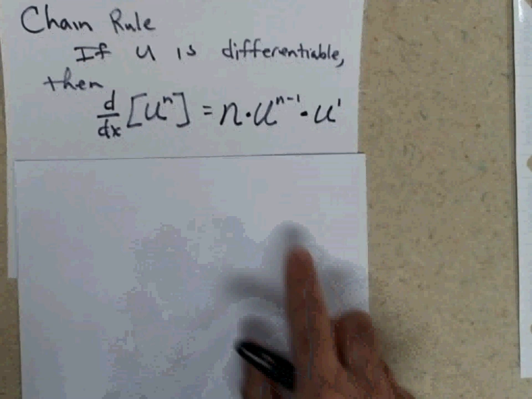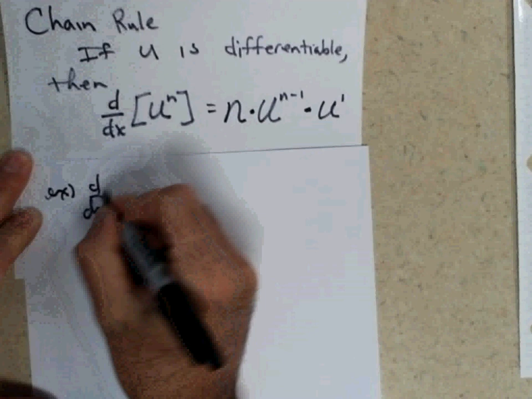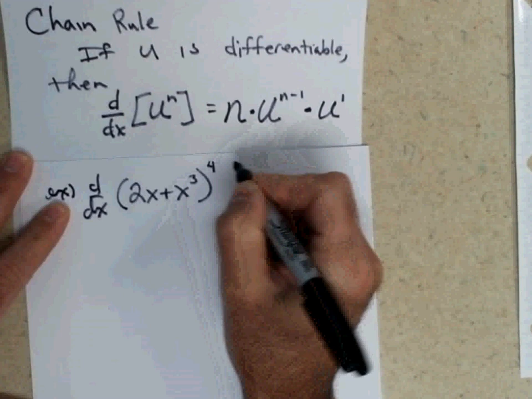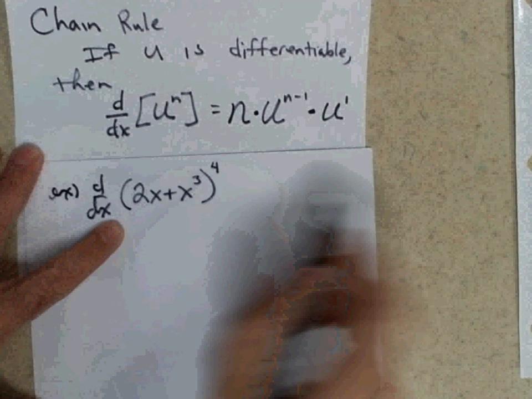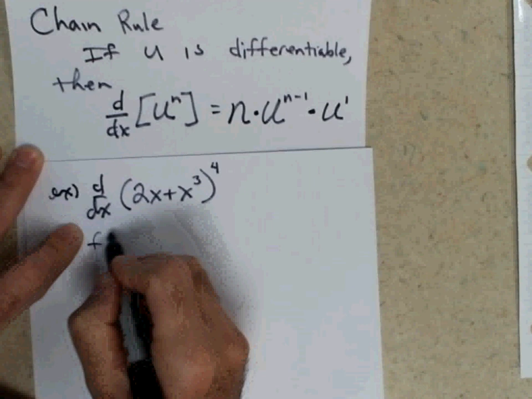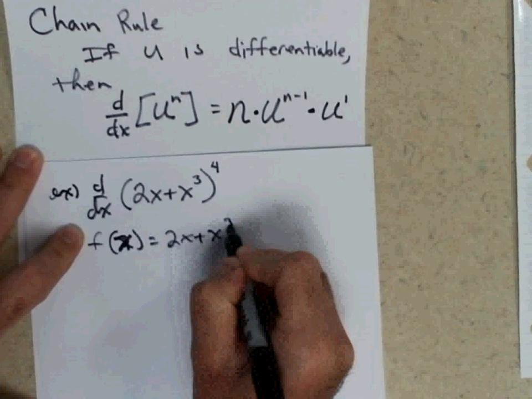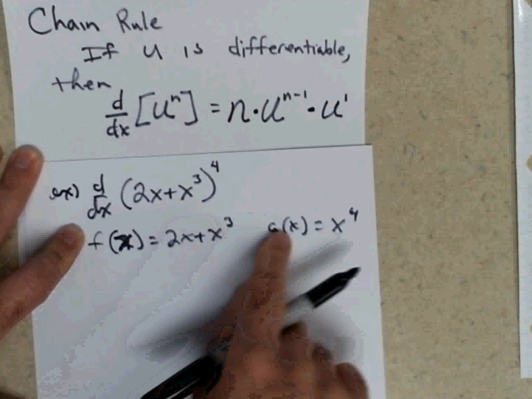All right, so let's look at this example. If I ask you to take the derivative with respect to x of 2x plus x to the third, all of this raised to the fourth power. You have to recognize, this is one of the hardest rules. If we have a function inside of another function, if we have an f and g situation, that's when you know you have to use the chain rule. So don't write this down, unless it makes you happier. Here f of x equals 2x plus x to the third, and g of x is equal to x to the fourth. If you can see that there are two functions, you have to use the chain rule, right?